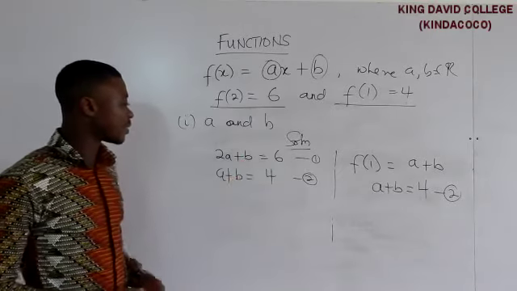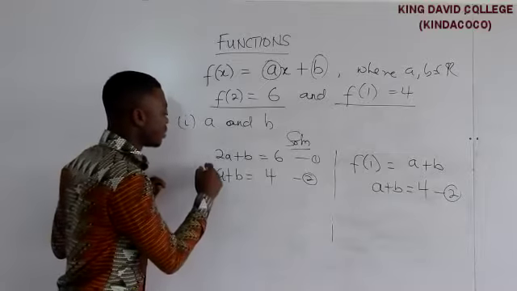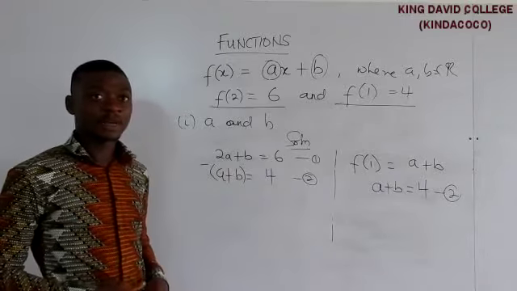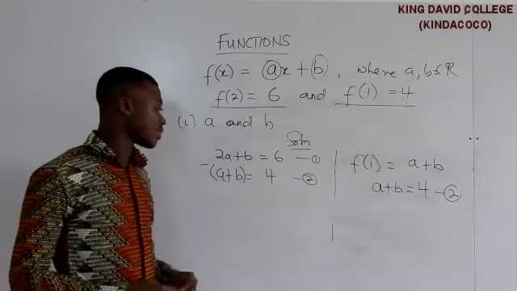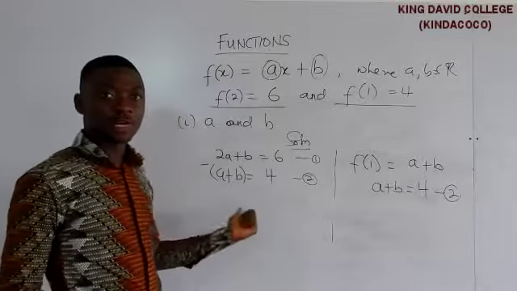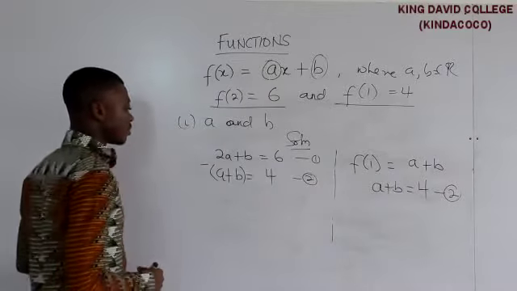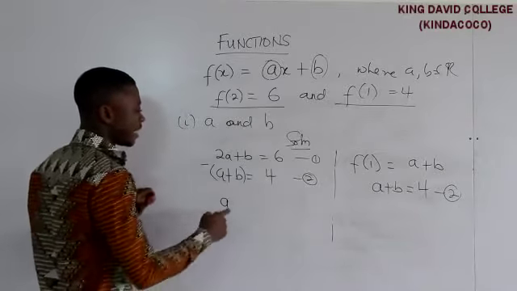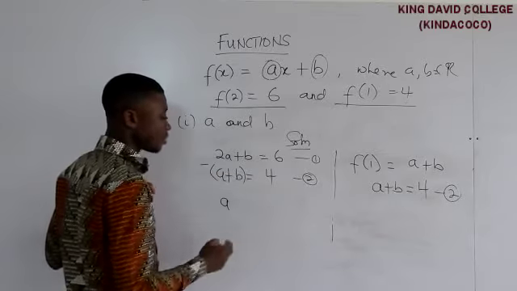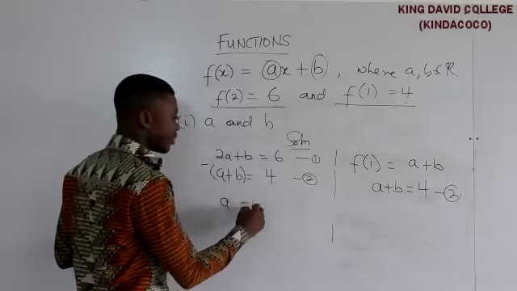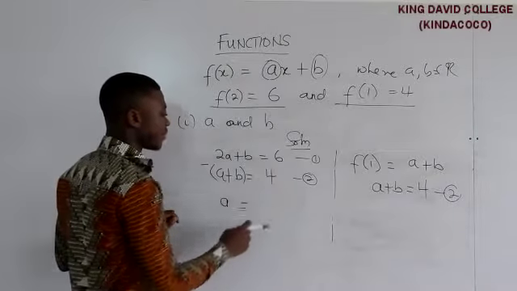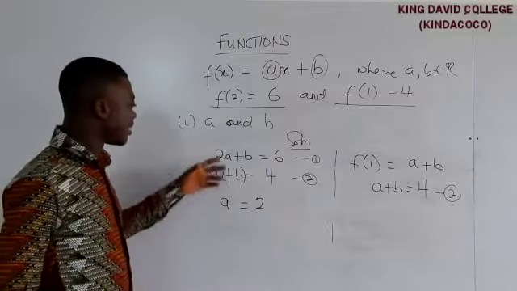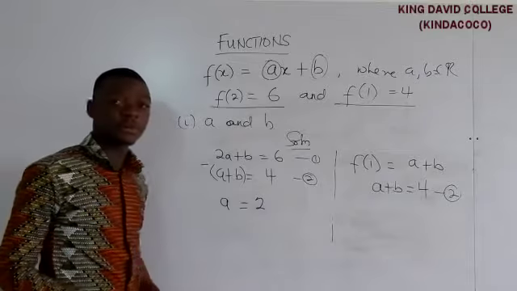Since the coefficients of b are the same, we don't need to do so much. They are both positive, so if we want to eliminate, we can only subtract. So we subtract the second one from the first. We'll do an upcoming video on algebraic expressions, which will go into detail on how to do this with several examples. So 2a minus a gives me a, and b minus b is 0, so there is no need writing that. On the right hand side, 6 minus 4 is going to be 2. So clearly we have gotten the value for a.